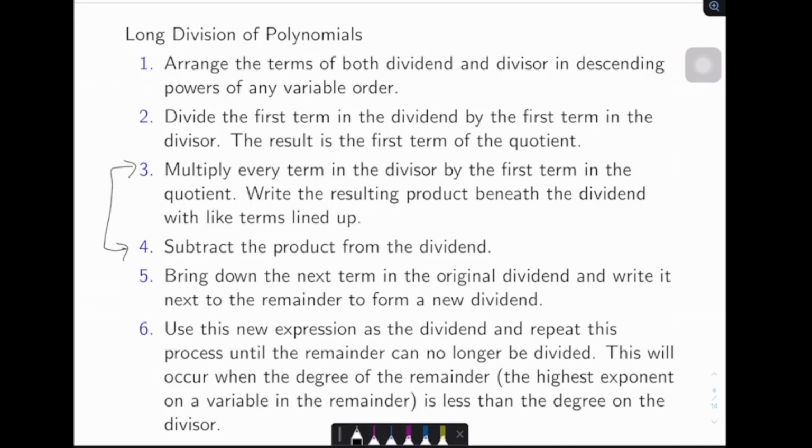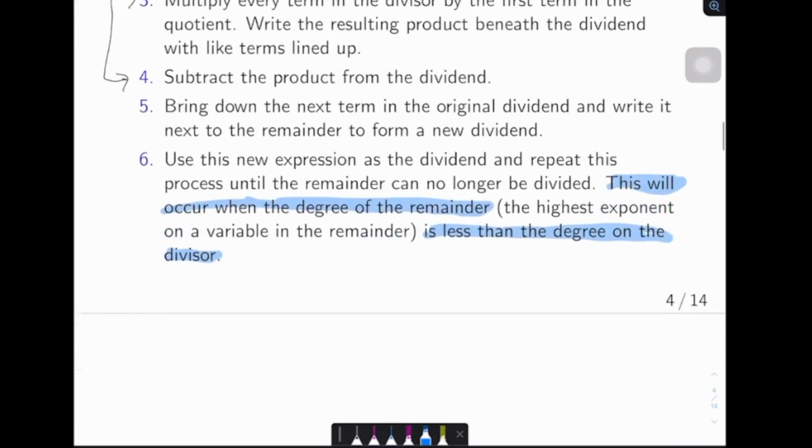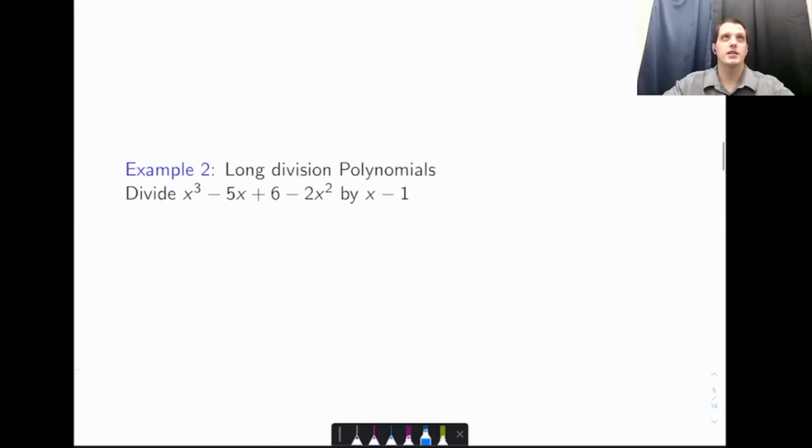This will occur when the degree, okay, so this is something new here. We will continue this process until the degree of the remainder is less than the degree of the divisor. So we haven't seen an example of this, but we're going to. Or the highest exponent on the variable in the remainder. Okay, so we'll continue until what's being divided has a lower power than what is doing the dividing. All right, let's put my face back on.